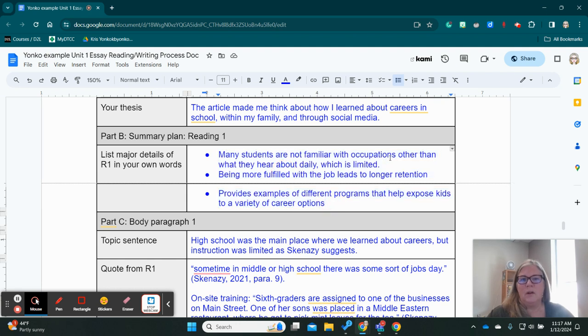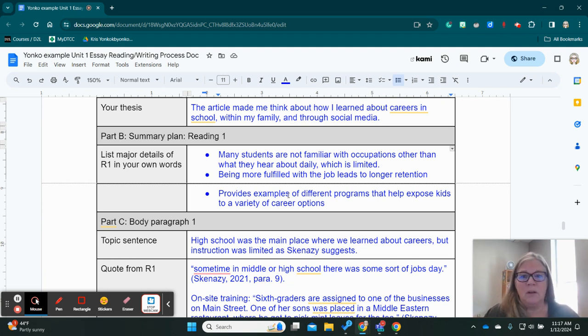That many students are unfamiliar with occupations other than the ones they hear about all the time, that being more fulfilled with a job leads to just a bigger sense of purpose and longer retention, more interest. And then at the end, she provides examples of different programs. All right. So this is what I would have as my summary plan, just a list of those major details that I picked up on from the article.